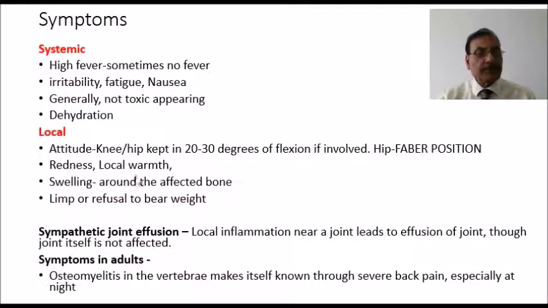There will be redness and local warmth over the metaphyseal area. The swelling will be around the affected bone in the metaphyseal area, and the patient will either refuse to bear weight or may limp on walking. Remember, there are certain conditions when there is acute osteomyelitis in the metaphysis, not infecting the joint, but still the joint will have effusion. The infection is localized to the metaphysis and still there is a joint effusion. This condition is called sympathetic joint effusion.